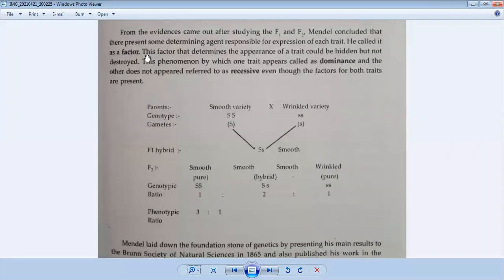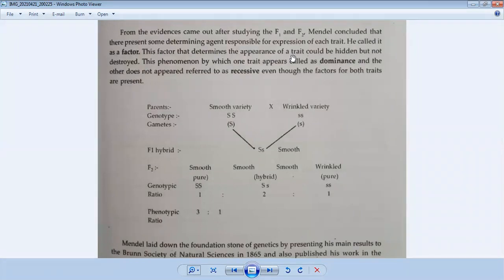मींस समथिंग इज रिस्पॉन्सिबल फॉर एक्सप्रेसिंग दैट पर्टिकुलर कैरेक्टर. ठीक है, उस पर्टिकुलर कैरेक्टर को एक्सप्रेस करने के लिए कोई तो भी हेल्प कर रहा है, तो फिर कोई तो भी वो कैरेक्टर एक जगह से या फिर एक जनरेशन से लेके दूसरी जनरेशन की तरफ लेके जा रहा है. मेंडल ने उस समथिंग को नाम दे दिया फैक्टर. This factor that determines the appearance of trait could be hidden but not destroyed. ये जो फैक्टर था, that determines the appearance of trait, ठीक है, वो पर्टिकुलर ट्रेट को मतलब पर्टिकुलर कैरेक्टर को एक्सप्रेस करते हुए वहां पे बता रहा था.